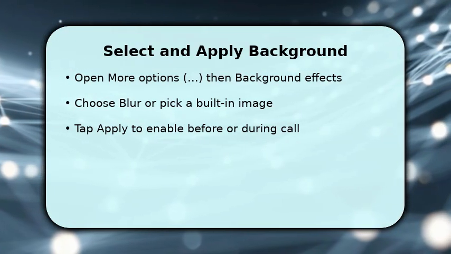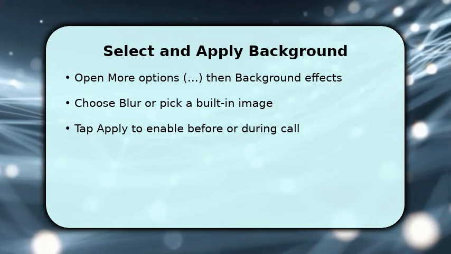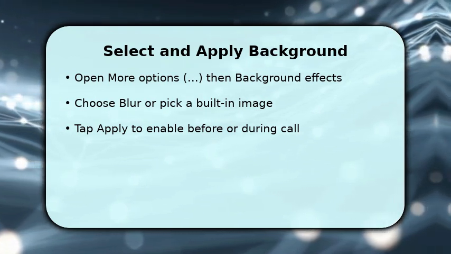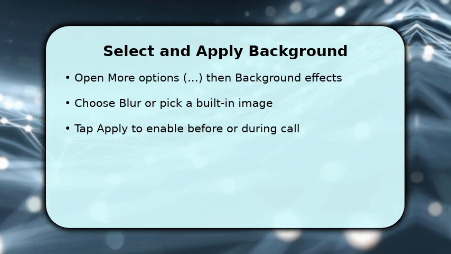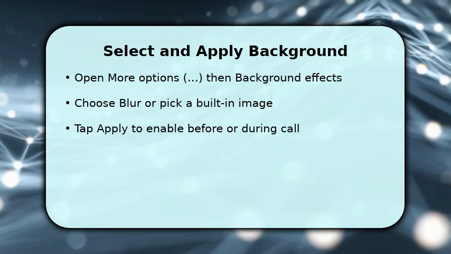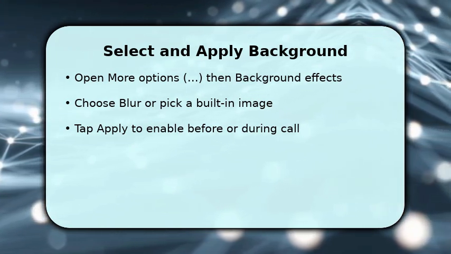Now tap the three-dot More Options menu, then pick Background Effects. This is where Teams shows blur and images. You can choose blur for a simple hide or scroll the built-in images to pick one that suits your meeting tone. You can also add a custom image if available.